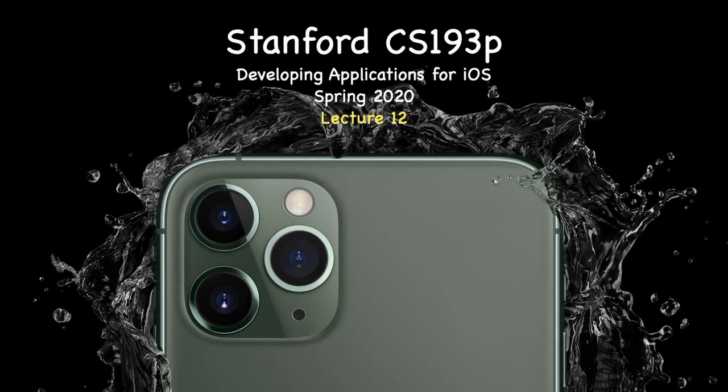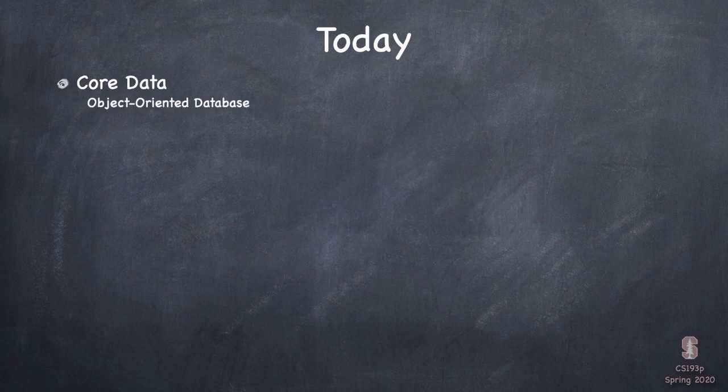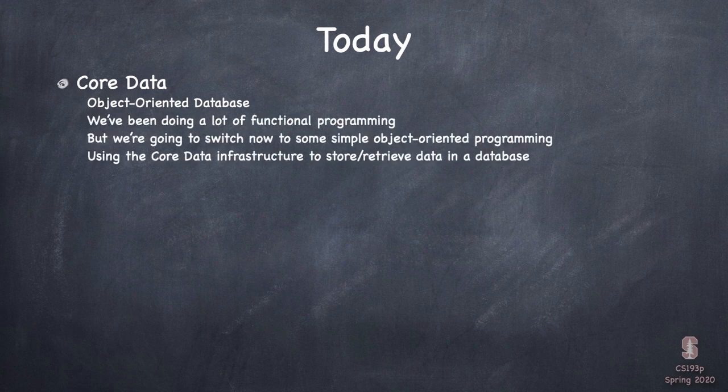All right, here we are, Lecture 12, Stanford CS 193P, spring of 2020. Today's topic is core data, which is an object-oriented database. And we've been doing a lot of functional programming this quarter. Pretty much all the stuff we've been doing has been functional programming. We're going to switch over now to doing a little bit of object-oriented programming.